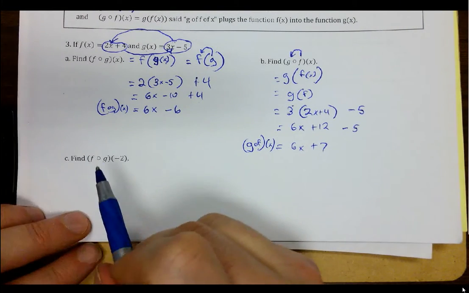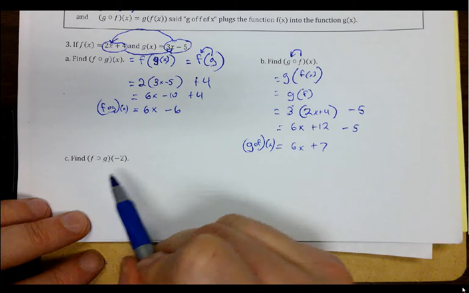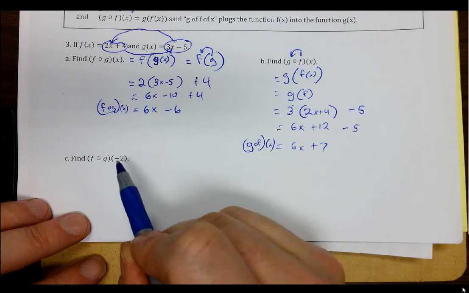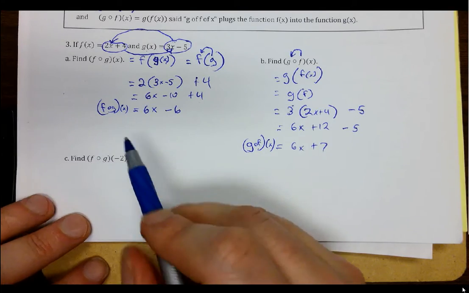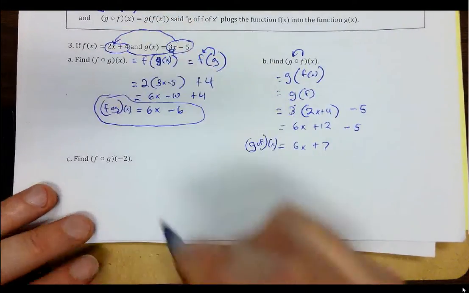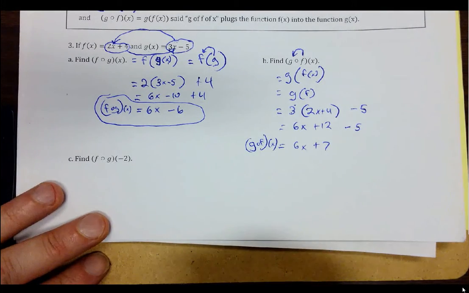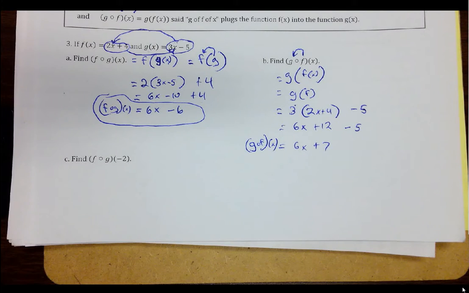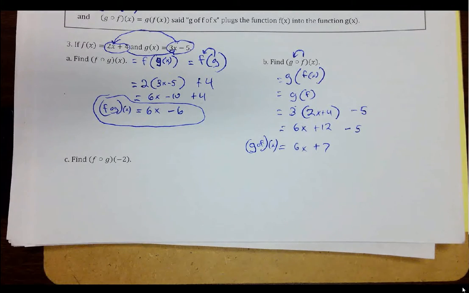Finally, in this last problem, it asked me to evaluate my function at negative 2. And I'm evaluating f of g. So I'm evaluating this first function we found, f of g, at negative 2. So that's why it's nice to have a name. We can refer back to these functions later. So we're referring back to it now.